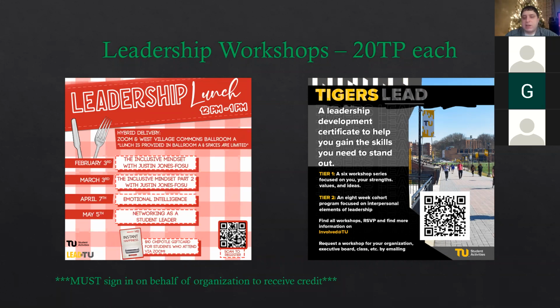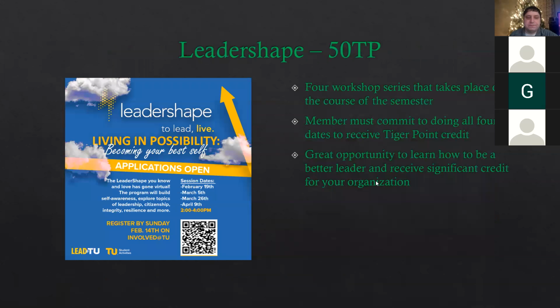And then on the right-hand side, there's Tigers Lead. There are so many workshops for Tigers Lead that you will need to RSVP on Involved at TU. All of the Tigers Lead workshops are posted there, and you can RSVP. So either of those options will get you credit. You can also request a workshop for your organization. If you'd like, email Ashley, and she can set that up for your group. That's worth 20 points as well.